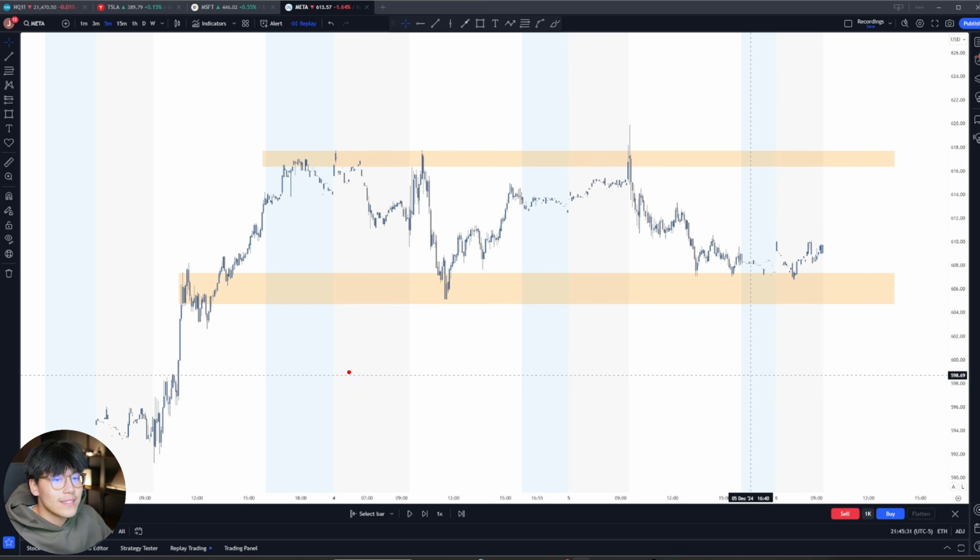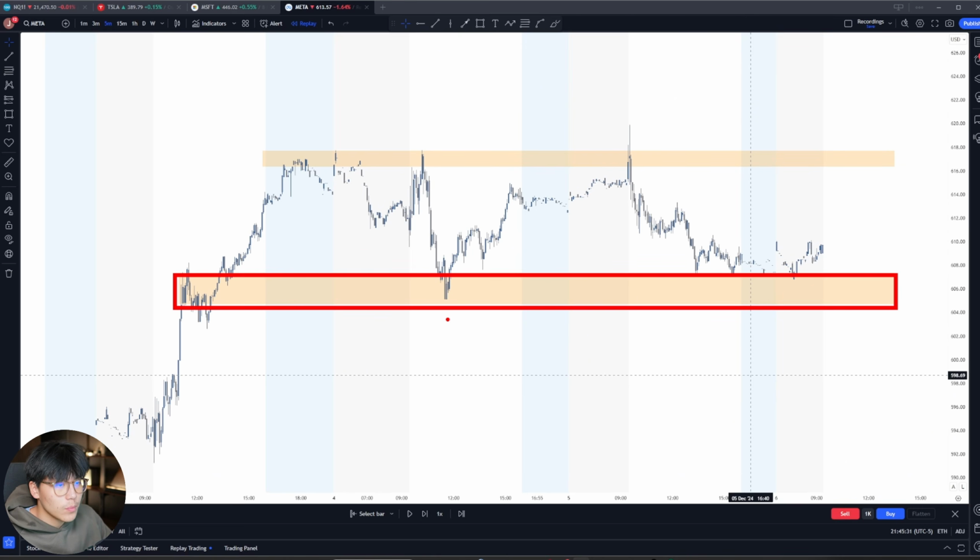So right here, you can see that I'm on Meta and we're clearly in an uptrend, as you can see right here, creating higher highs, higher lows, higher highs, higher lows. You can see these are also the areas that I have marked out where we have multiple touches. And then the key area towards the upside, I have marked out as well.